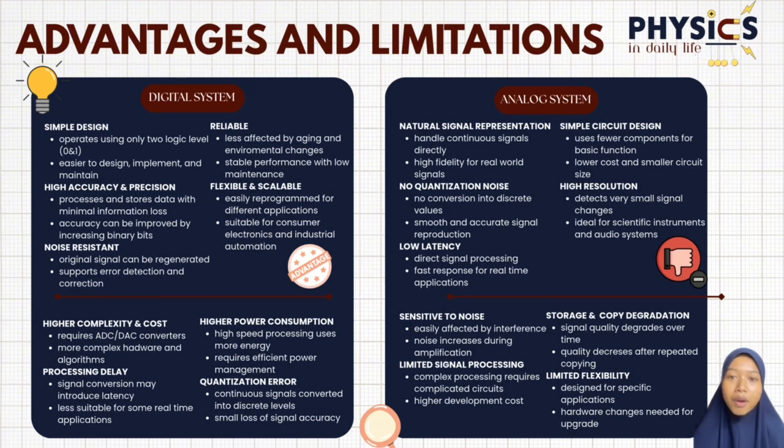Secondly, digital systems provide high accuracy and precision. They can process, store, and transmit data with very little information loss, and their accuracy can be improved by increasing the number of binary bits.